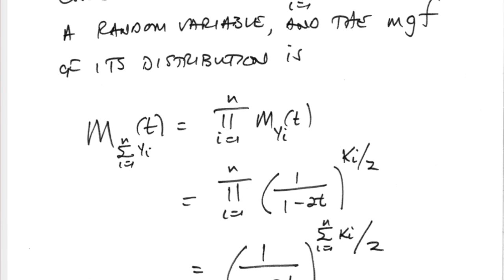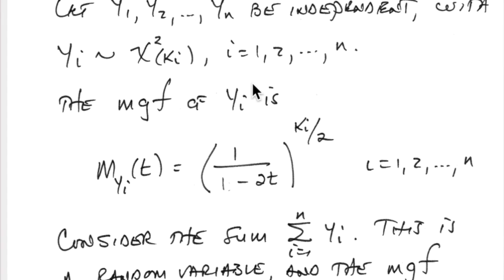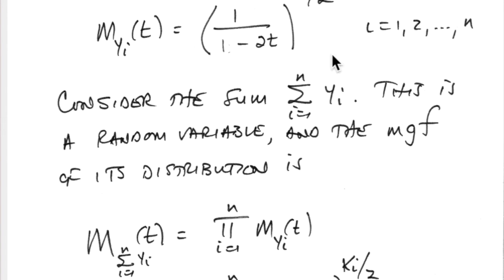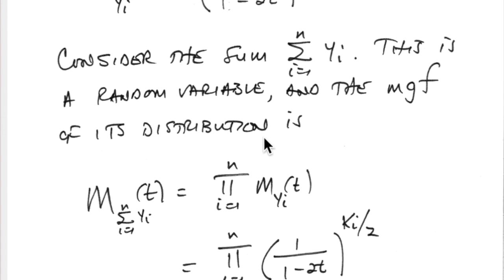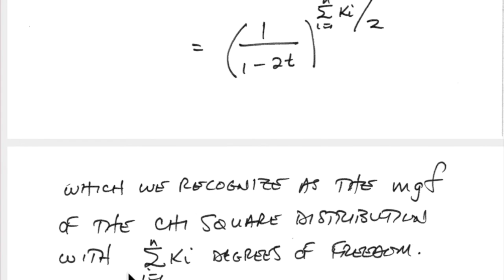Okay, and so we see that when we start off with independent random variables, all from chi-square distributions, but again we're allowing the degrees of freedom to vary, then the sum of those independent chi-square random variables is also a chi-square random variable, the degrees of freedom of which is the sum of the individual degrees of freedom.